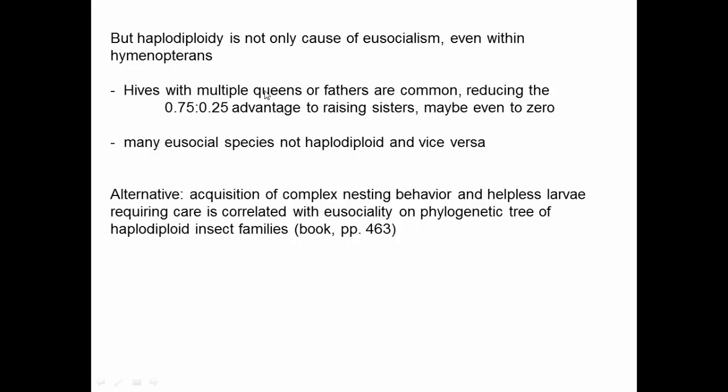But it turns out haplo-diploidy is not the only cause of eusociality, even within hymenopterans. So these hives with multiple queens or fathers are common, which eliminates this 3-to-1 ratio. And many eusocial species are not haplo-diploid and vice versa. So naked mole rats, for example, are not haplo-diploid. So there is an alternative hypothesis, which is that the acquisition of complex nesting behavior in helpless larvae requiring care is more correlated with eusociality on the phylogeny of haplo-diploid insect families.